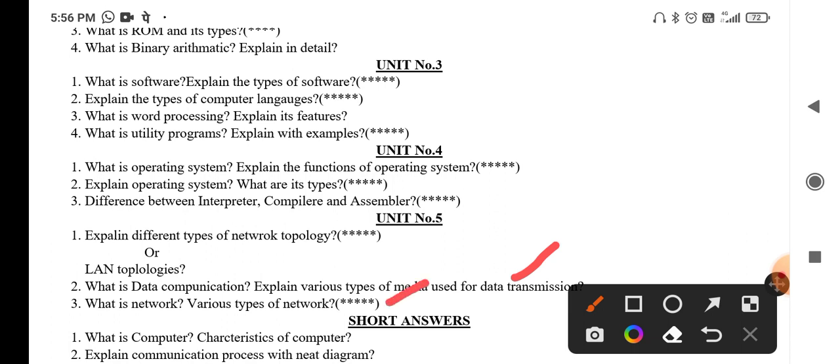The last question from unit 5 is: what is a network and what are the various types of networks? What is the meaning of network? Interconnection between 2 or more computers is nothing but a network. If we have 4 computers and we want to communicate among them, we need a network. All these computers are in the network, so one can share information with others. Not only information, you can also share resources like printer and scanner. We have a total of 3 different types of networks: LAN, MAN, and WAN. Local area network, wide area network, and metropolitan area network.